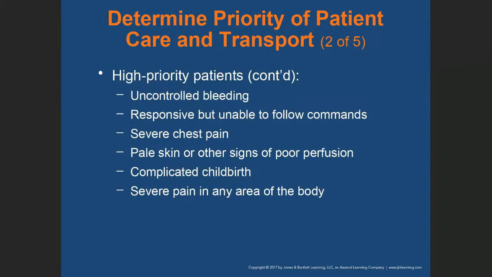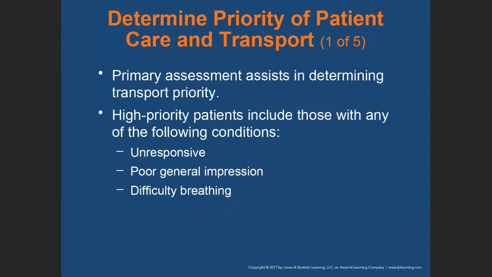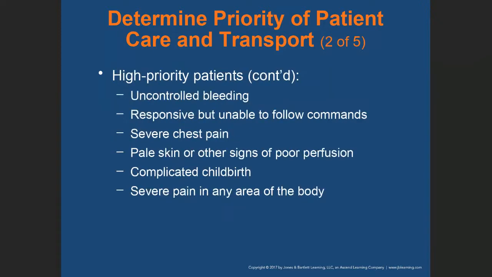High priority includes uncontrolled bleeding, a patient who is unresponsive or unable to follow commands, a general impression of difficulty breathing, severe chest pain, pale skin or other signs of poor perfusion, complicated childbirth, and severe pain in any area of the body. These are high priority patients.